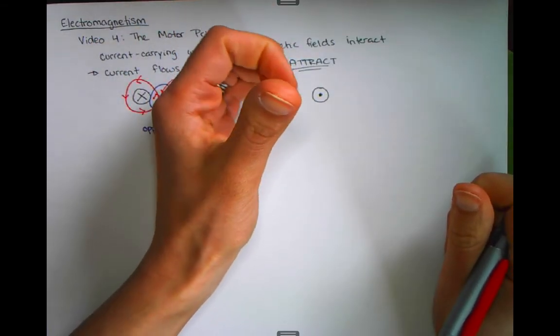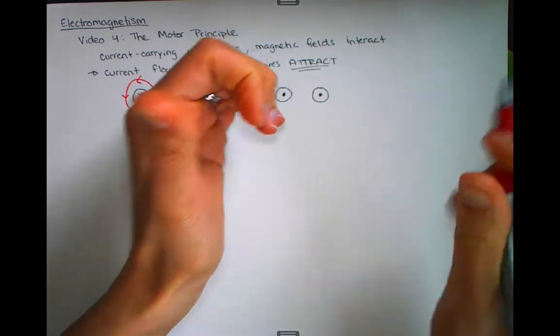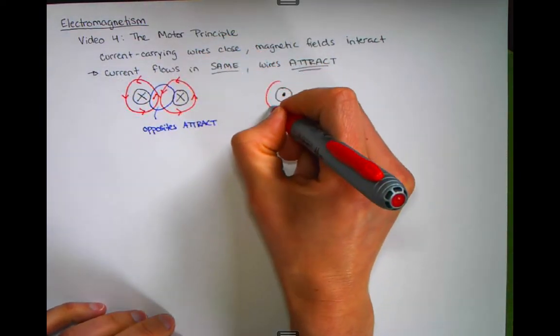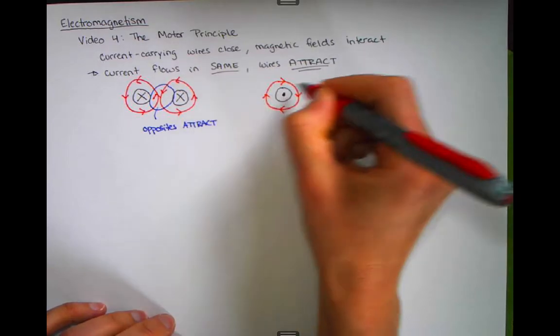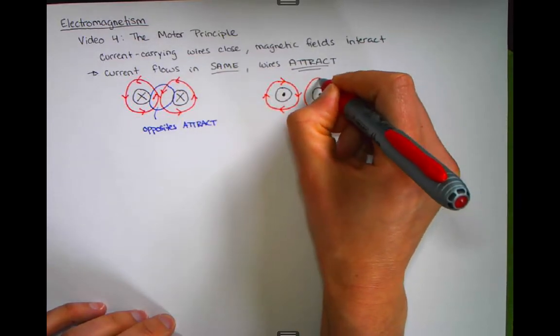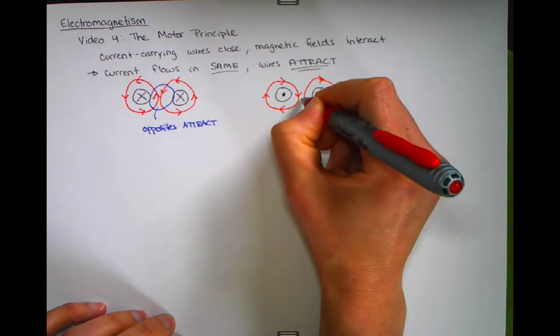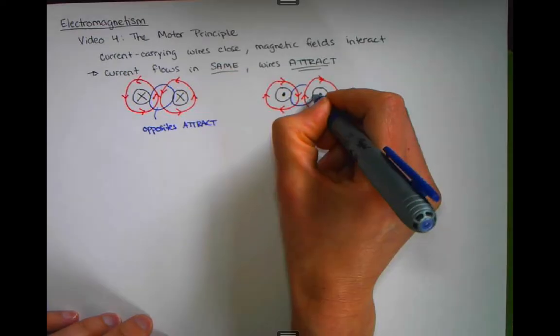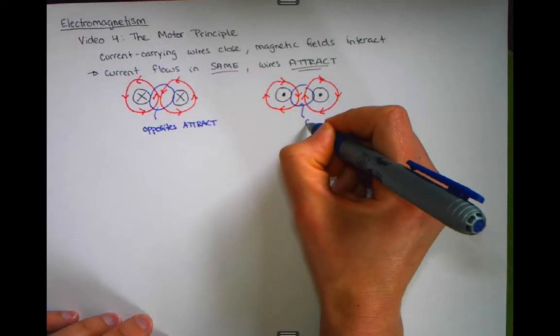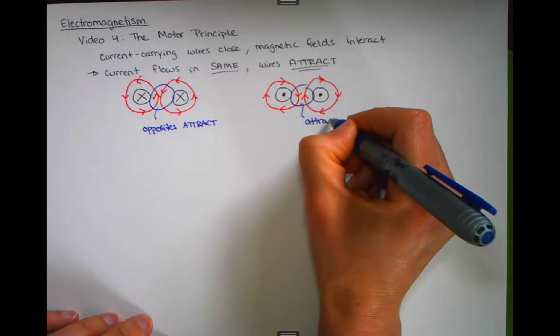And then my fingers are going to curl now in a clockwise direction. So I have this clockwise direction, and I'll get the same thing around the second wire because the current is flowing in the same direction. And if I analyze the area between them, you can see that these will attract because they point in opposite directions.